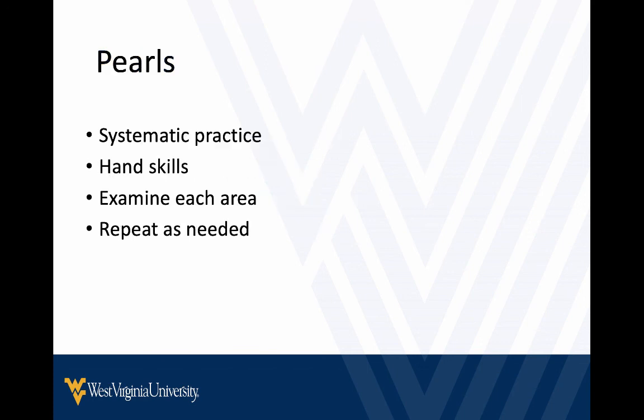The big pearls are just practice, get your routine down, make sure you're being systematic and checking all the major anatomical landmarks that we're going to go through. Make sure you're using good hand skills, your hands up against the patient. Examine each area. It's not a single shot picture and move on. It's an examination of each anatomical area. And then again, if you're resuscitating the patient and the first FAST exam is negative, there sometimes is a saying that a FAST exam is not negative until it's the second FAST exam that's negative. So repeat them as needed during the course of the resuscitation to see if things change.